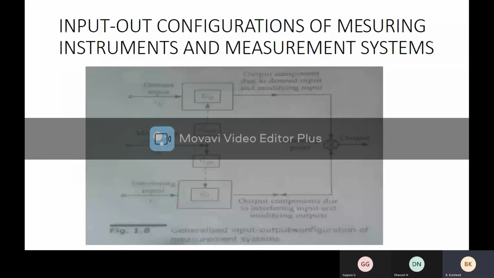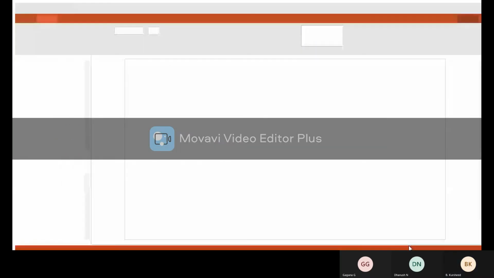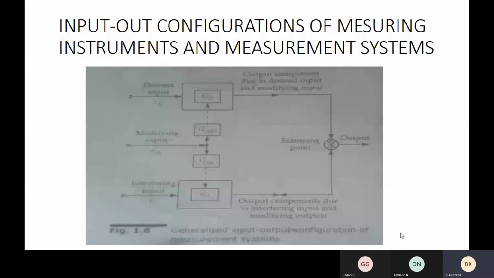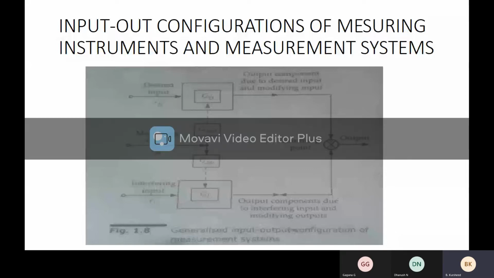In yesterday's class we went through the different types of inputs that can be involved in producing an output, even though the device is designed for a particular desired input. Any measuring instrument will be designed with respect to one desired input, and that input will give you the output.